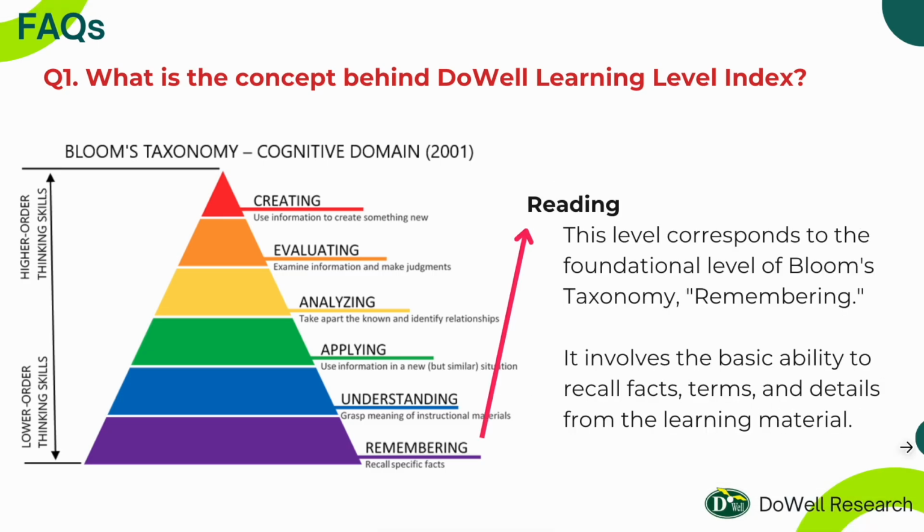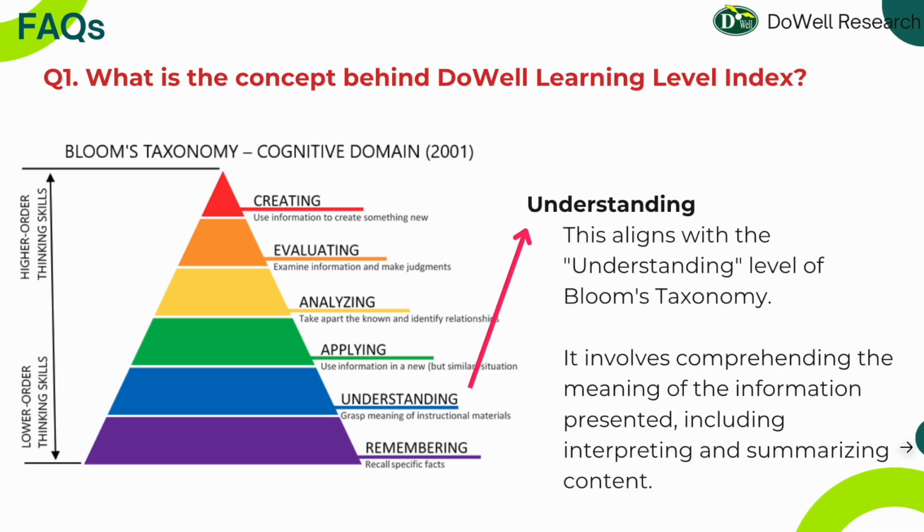The basic level is remembering. We are relating it to the reading level in our model. And it involves basic ability to recall facts, terms, and details from the learning material. The next level is understanding the information presented, including interpreting and summarizing contents.